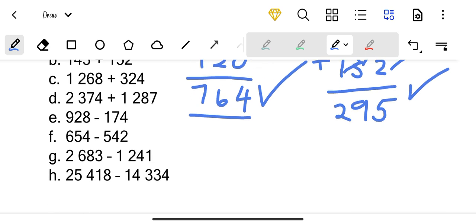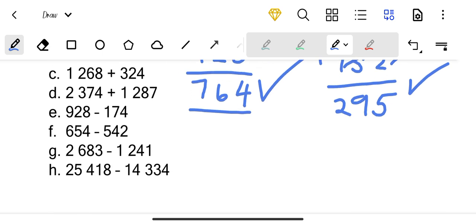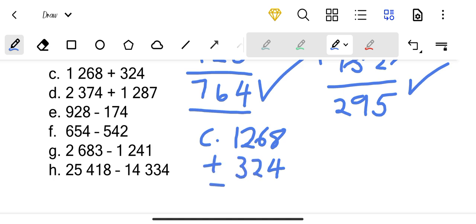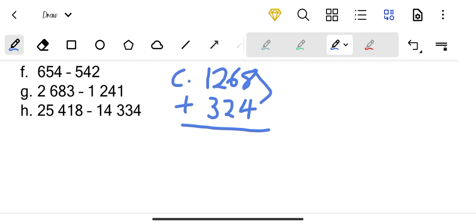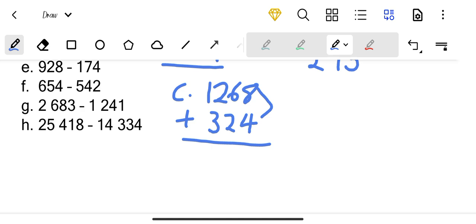So C, we have 1, 2, 6, 8 plus 4, 2, 3. Then we have a 1 plus there. That plus that. Okay, so let's put it like this. That plus that, it's going to give us a 12. So we're going to put a 2 there. We're going to carry a 1 there on the tens.